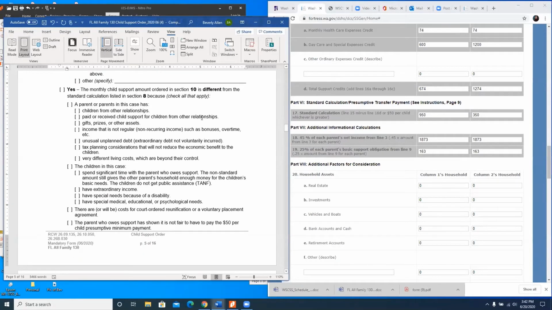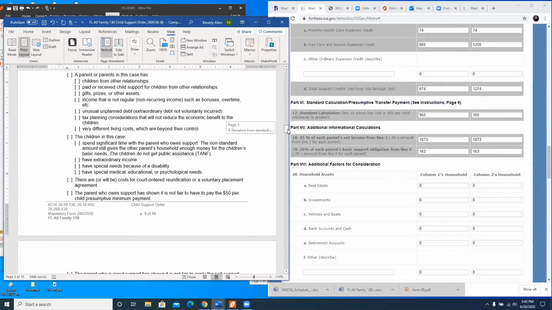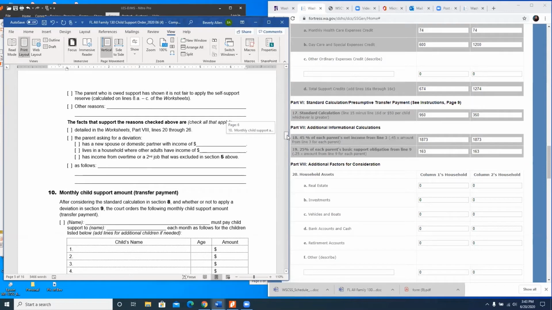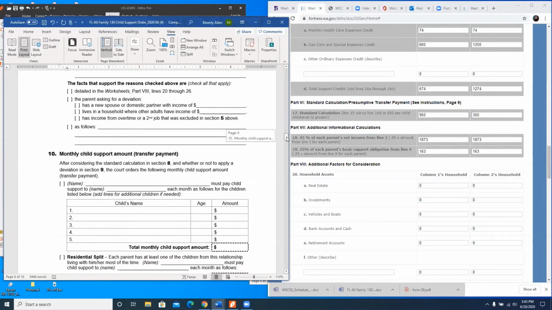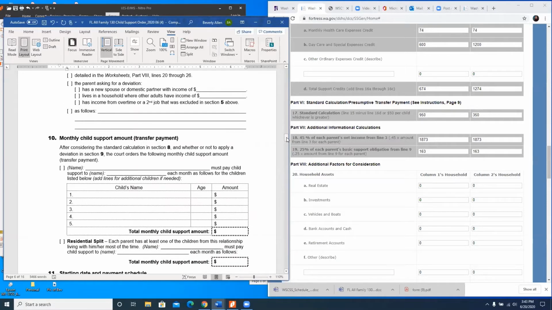Now, here are the reasons for deviation here on page 5, and your situation has to fit into one of these different categories. Either you're asking for a lower amount because someone's supporting additional children in other households, or perhaps someone has unusually high living expenses, or the children spend significant time with the parent paying support. These are all possible reasons for deviation. But deviations are discretionary to the court. So the court has to agree with you if there's a reason either to deviate lower or higher.